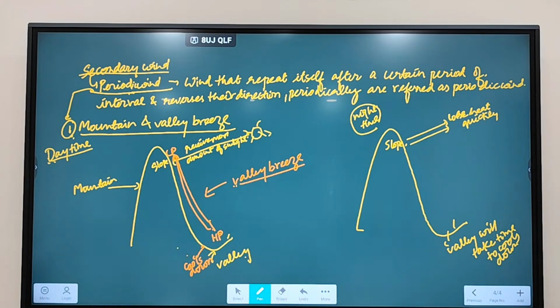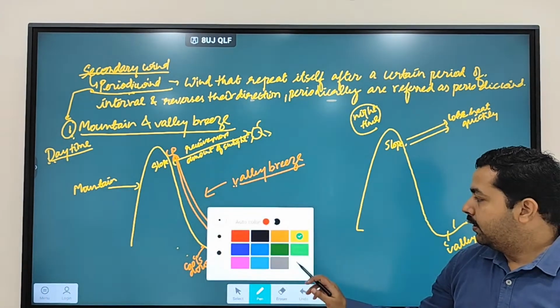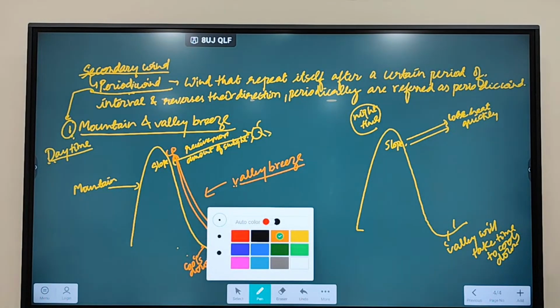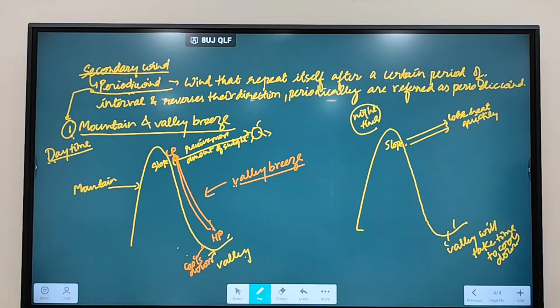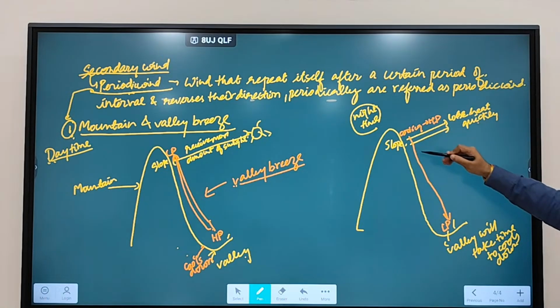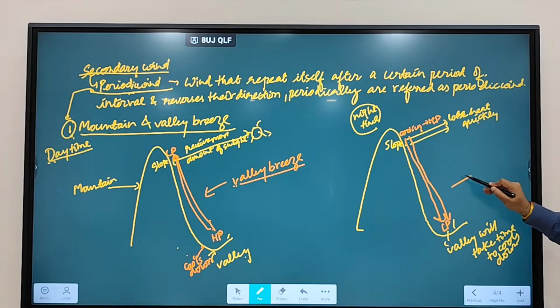Now where will the low pressure be formed, and where will the high pressure be formed? High pressure at the mountain slope. We discussed when you are losing heat, cooling is happening. Cooling means high pressure is going to be formed. Here it is taking time to cool down, so low pressure is going to be formed. Clear? So now wind will blow from high pressure to low pressure like this. This type of wind is referred to as a mountain breeze.